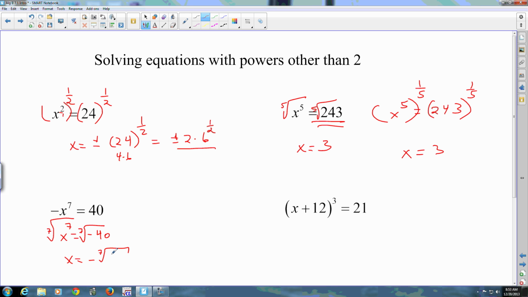And I'm hoping by now you guys realize that there's nothing that's going to pull out of there. 40 is 2 and 20, 2 and 10, 2 and 5. So 40 is 2 cubed times 5 to the 1st. And you're taking the 7th root of it. None of the exponents are big enough, so nothing's going to come out.